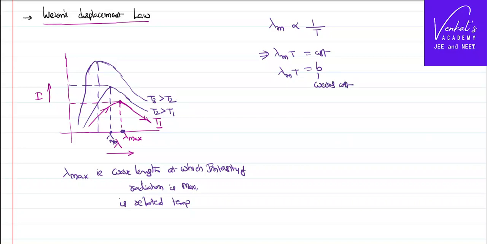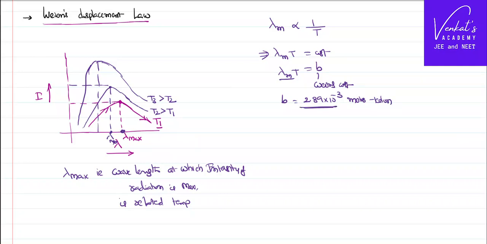Its SI value can be found. B value is 2.89 into 10 power minus 3 in SI system. Lambda m is in meter, temperature is in Kelvin. So in SI system it will have this much of the value.